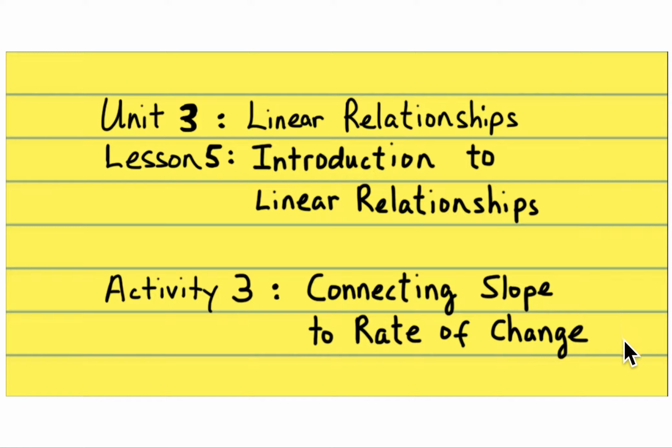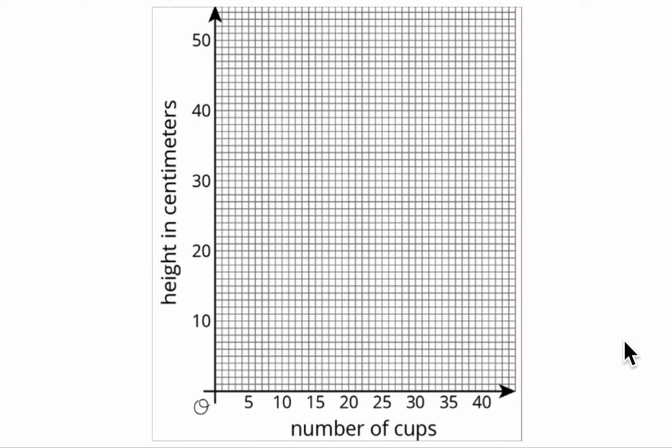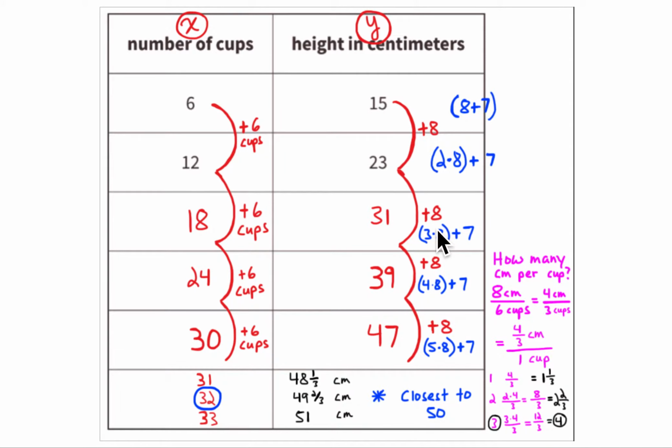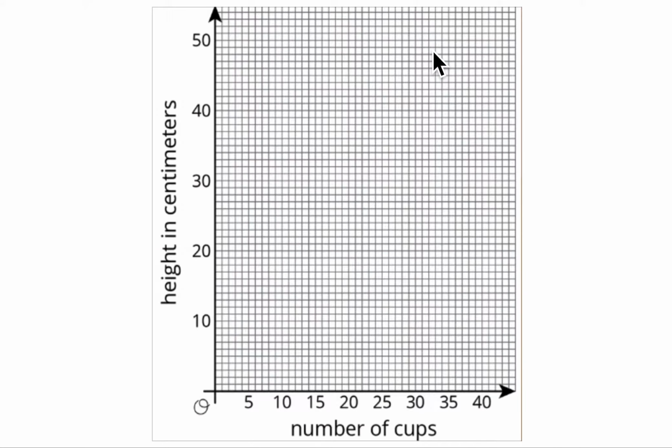And so what we're going to do in this activity is take the data from the last activity and graph it on this graph. So these are the data. The number of cups was the x value, and the height in centimeters was the y value. So these are the two properties, number of cups and height in centimeters. We're going to graph that onto this graph.